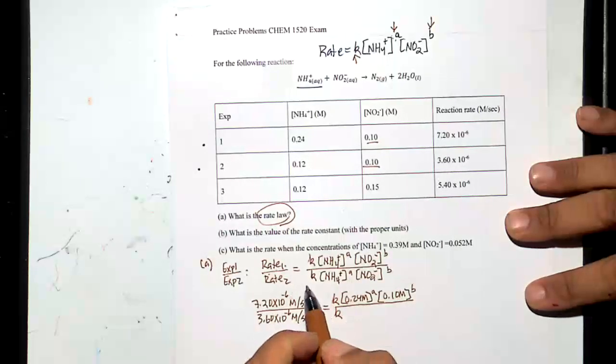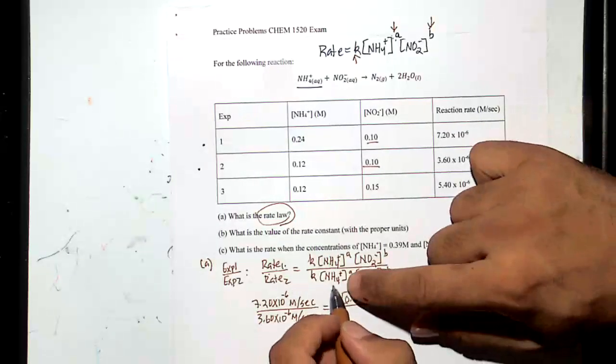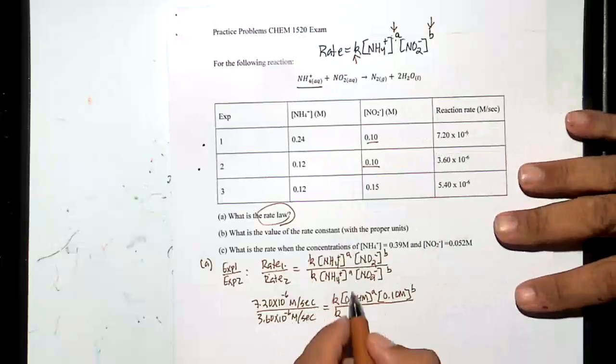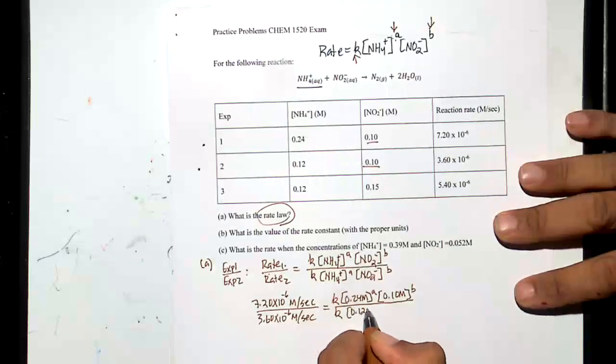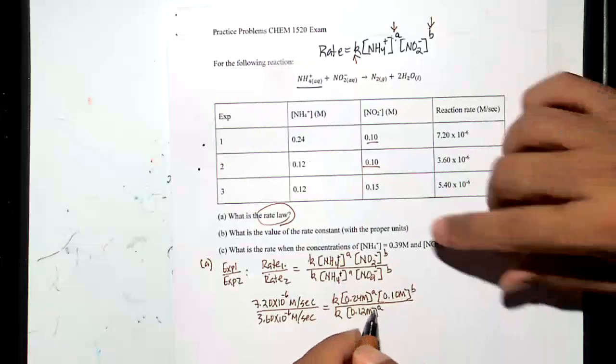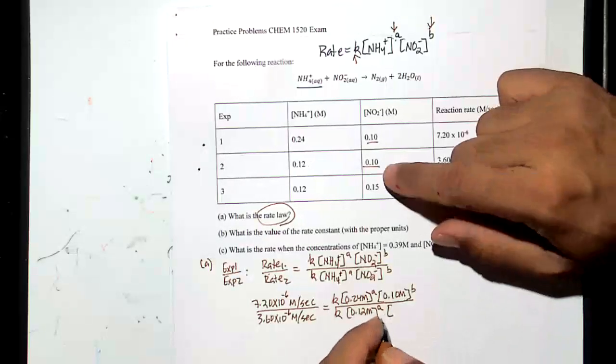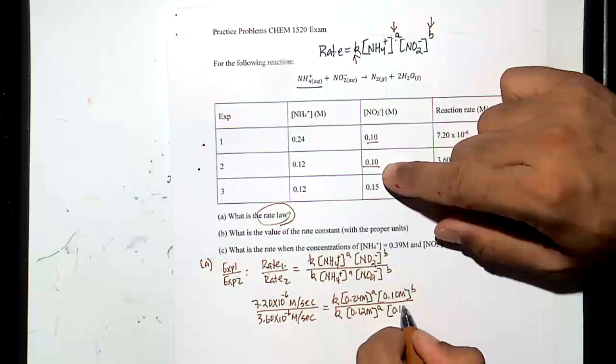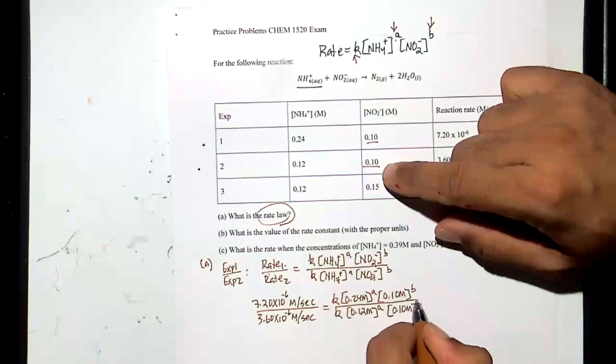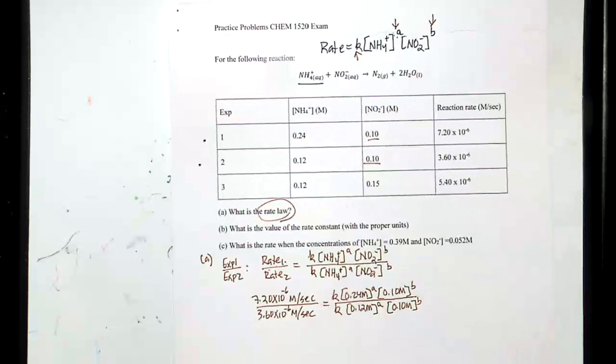We'll do the same thing for rate 2, experiment 2. What is NH4 plus for experiment 2? Are you guys getting 0.12 molar raised to the a power? We need to find that a. And then the same thing, 0.10 molar raised to the power of b.